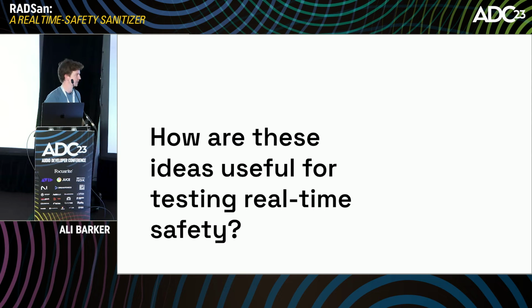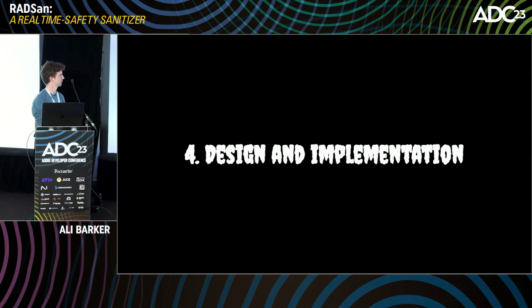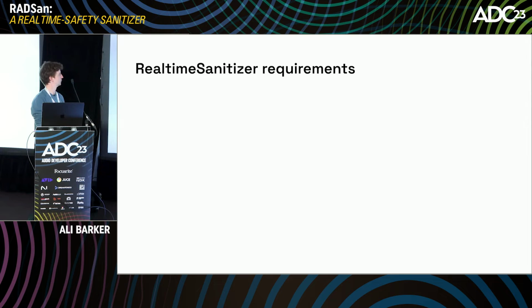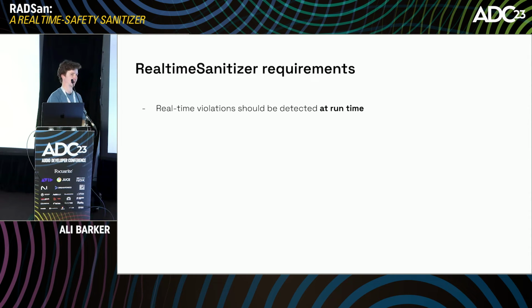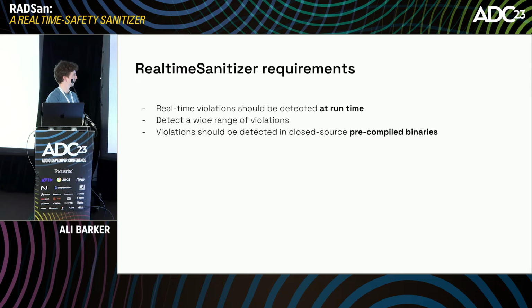So now that David's explained how interceptors can be useful and sanitizers in general can be useful, let's talk about how we designed and implemented RADSan. So let's just recap on some of the requirements. We want to be able to detect things at runtime rather than kind of analyzing the code before it gets compiled in some kind of static way. We want to be able to detect a wide range of violations, allocations, locking threads, or things like that. We want to be able to detect violations that occur inside closed source precompiled binaries.